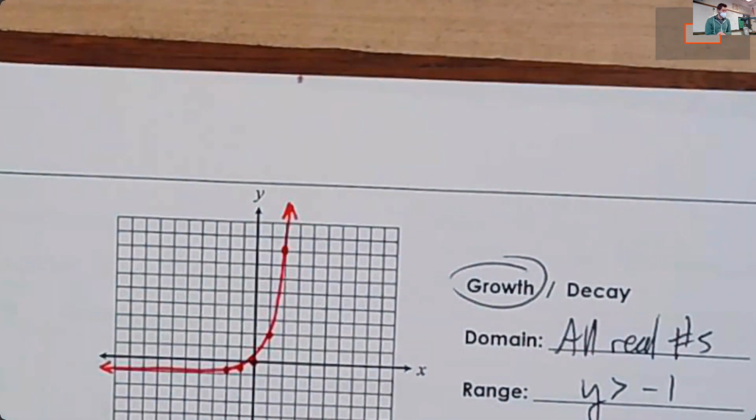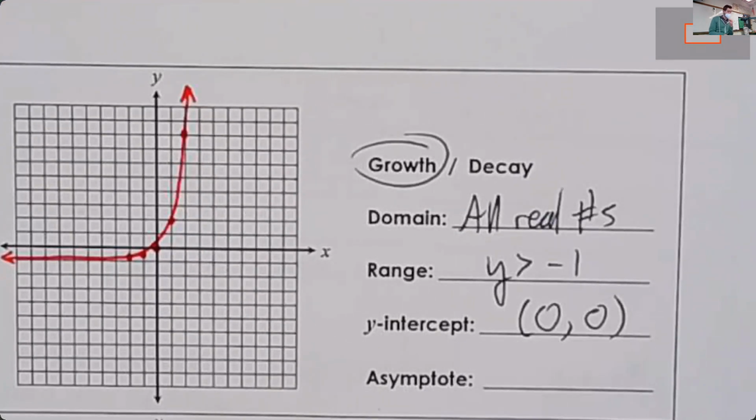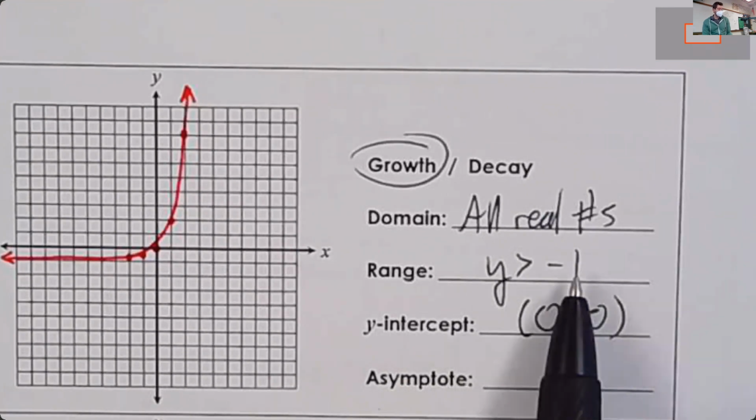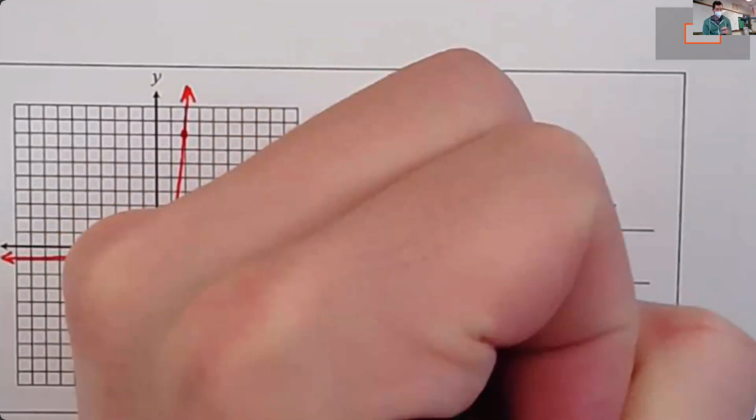The y-intercept this time is where x equals 0, and then that was y equals 0 as well. So that's just the point 0, 0. It's the origin of the graph. You can see that, y-intercept 0, 0. And the asymptote is the same as the minimum value for the range, which is -1. So we're going to say y equals -1.